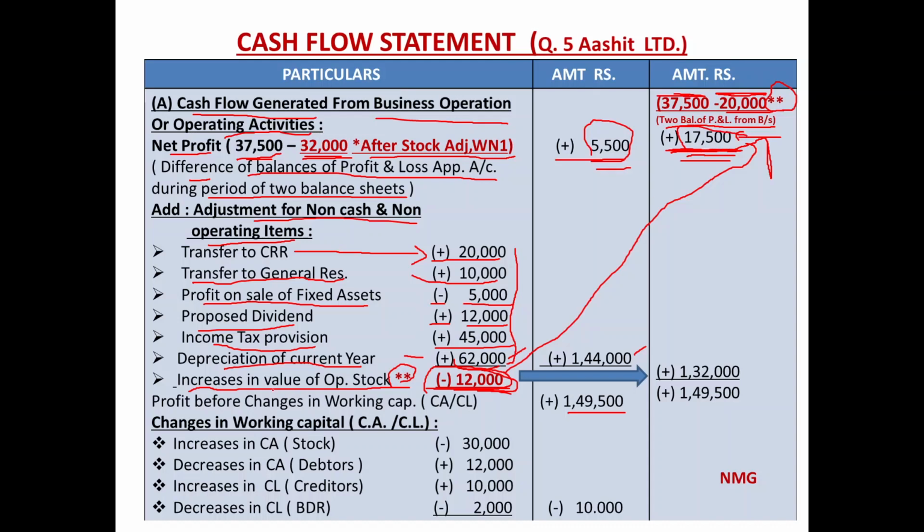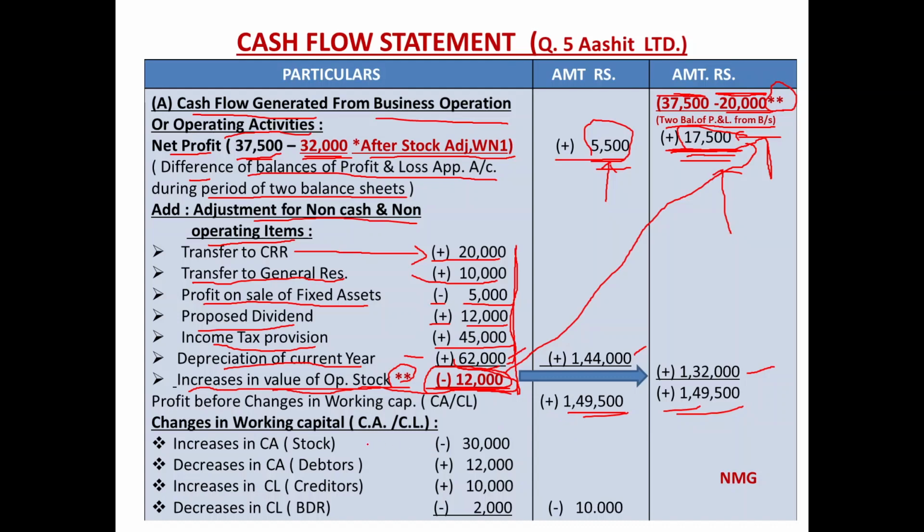If you have selected this option to decide the net profit of the current year 17,500, then you need to consider this 7th item also, increase in value of opening stock minus 12,000. Then the effect of these 7 items, adjustments for non-cash and non-operating, the total of which would be plus 1,32,000. That also gives the final answer, cash profit generated from business operation before changes in current assets and current liabilities, 1,49,500. So both answers remain the same, whether you have selected the first option or the second option to decide the net profit of the current year. आपका कैश प्रॉफिट फ्रॉम बिजनेस ऑपरेशन सेम ही रहता है.